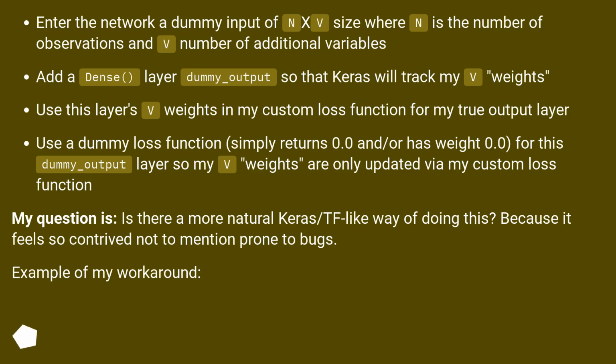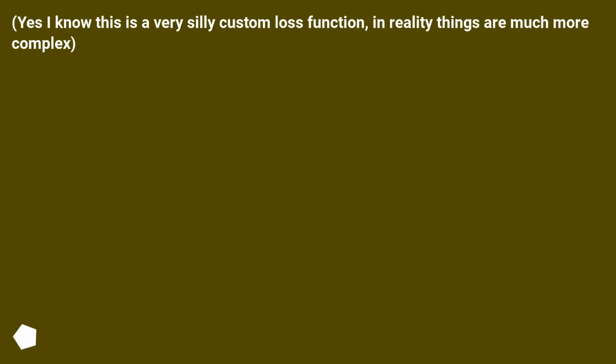My question is: is there a more natural Keras/TF-like way of doing this? Because it feels so contrived, not to mention prone to bugs. Example of my workaround. Yes, I know this is a very silly custom loss function, in reality things are much more complex.